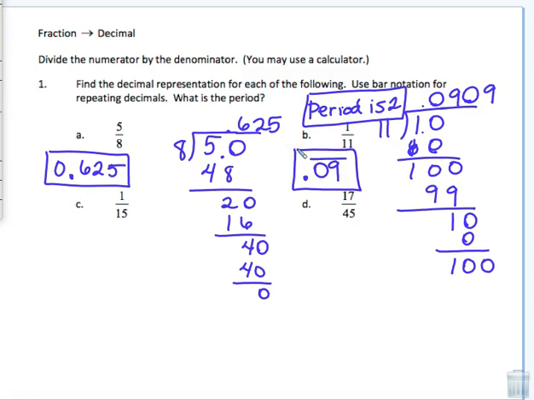Couple more like that. We have 1/15 that we're going to take, and I'm going to erase some of this just so I have some clear space to work.